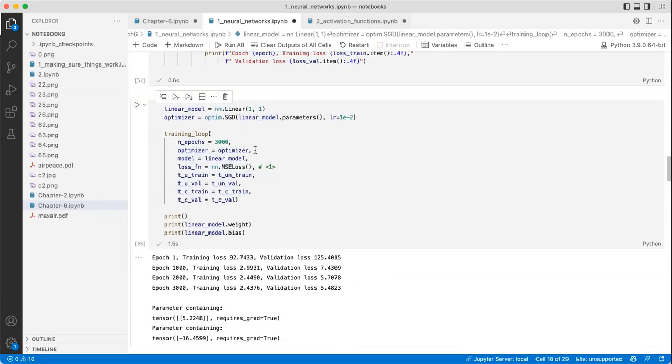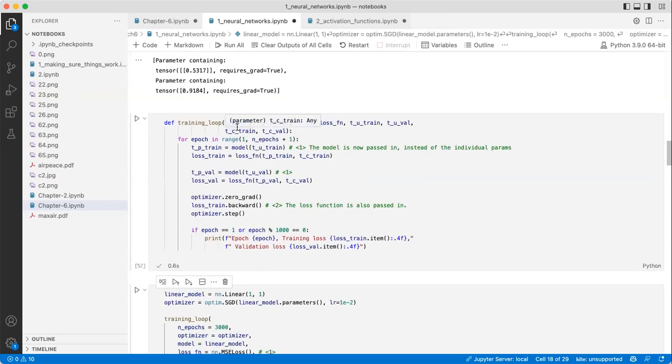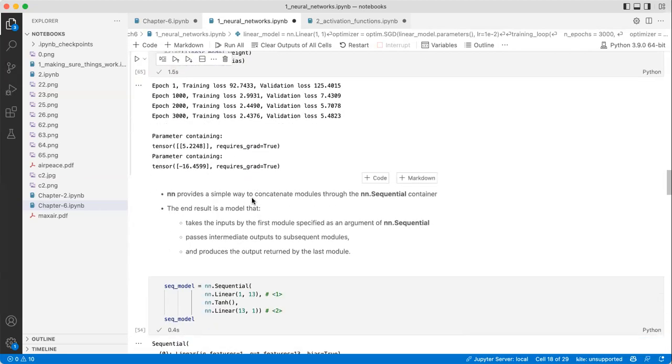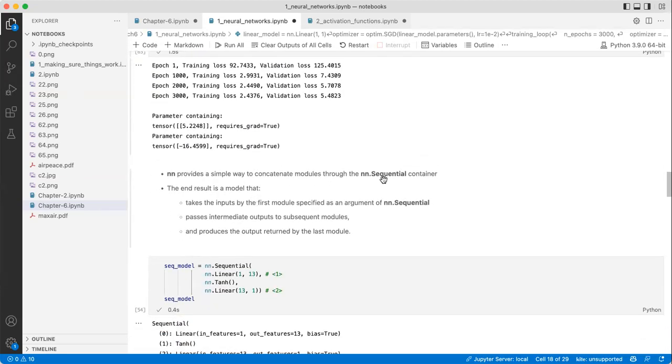So what we've done here, we call many functions at different places. We have what we call the sequential module in PyTorch. It provides us with a simple way to concatenate, to put together all the modules we need for training deep learning in one place. So NN provides a simple way to concatenate modules through the NN sequential container. Using this, we can put all the modules that we need.